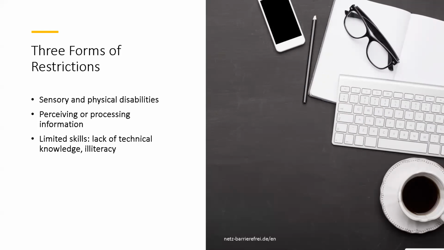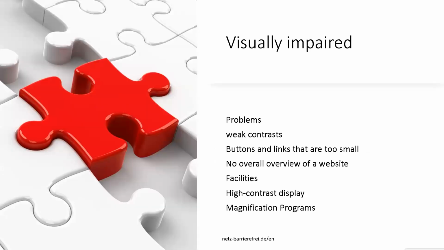We can distinguish between three kinds of disabilities: sensory and physical disabilities, for example, blindness or motor disability; perceiving or processing information, for example, cognitive disabilities; and the third are limited abilities in using technology or reading. Let's start with sensory and physical disabilities.